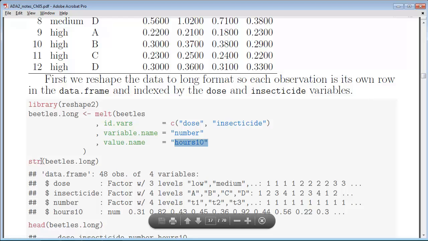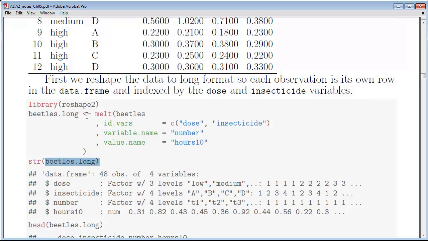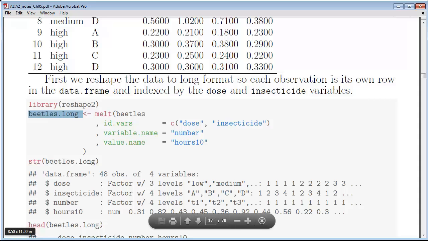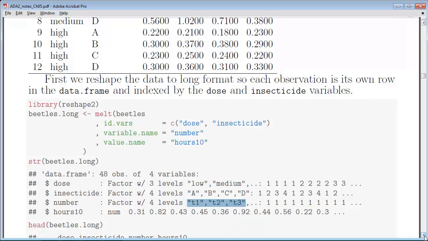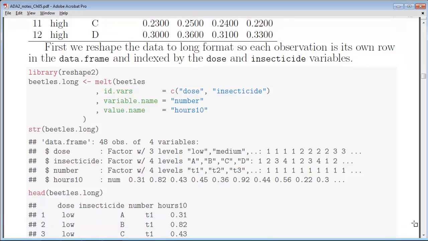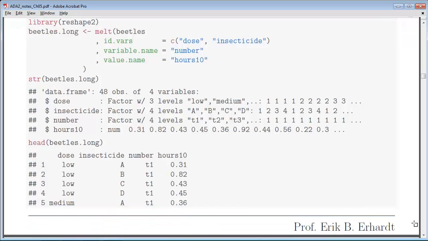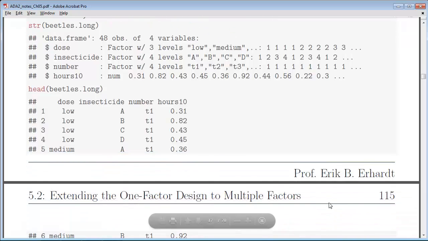So we've got this new beetles long data frame that was created right here, and its structure has dose and insecticide. The number is basically the beetle number, beetle 1, 2, 3, and 4. George, Paul, Ringo, Paul, and the hours. All right. Different beetles. So here's the first 6 observations of the long data frame.